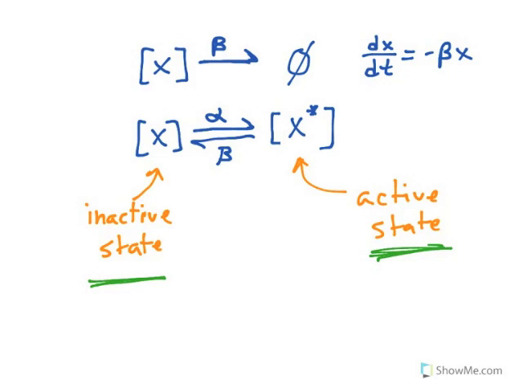Right now we're just going to assume alpha and beta are constant, but I will note that in the future they're not always going to be constant. In particular, for ion channels, they are going to be voltage-dependent functions. We're just going to take a simple case where alpha and beta are constant.